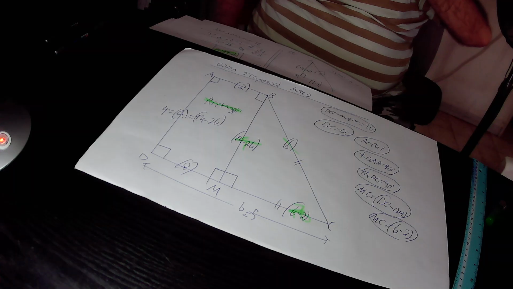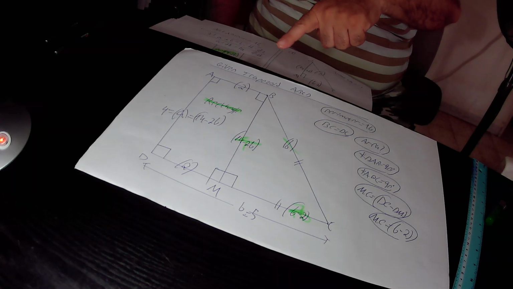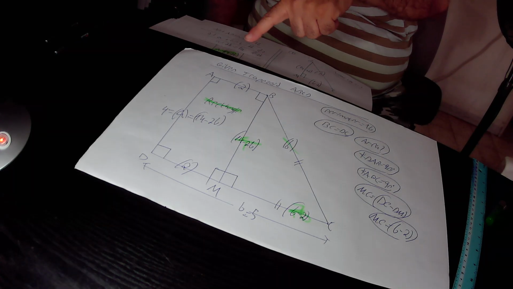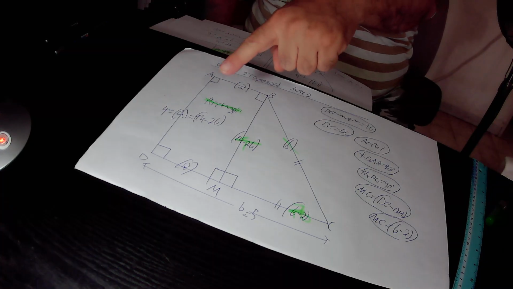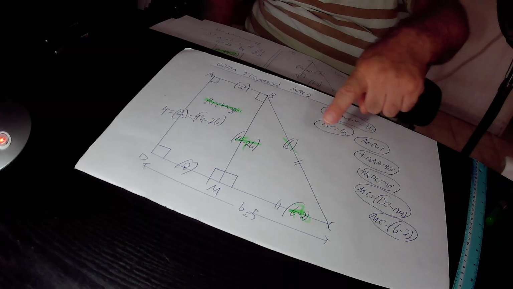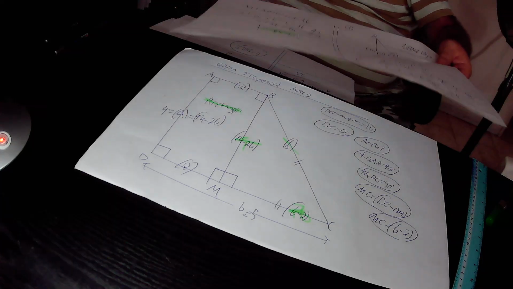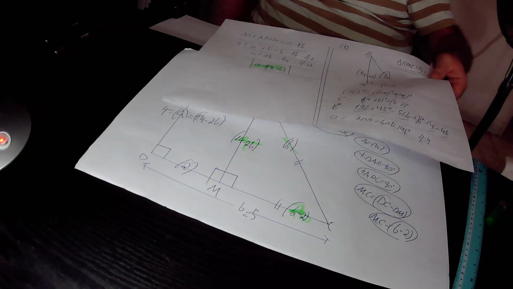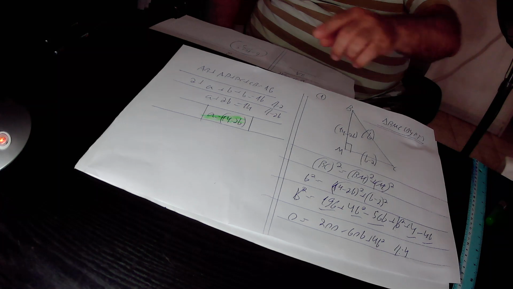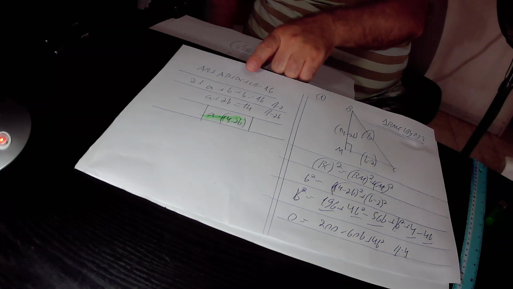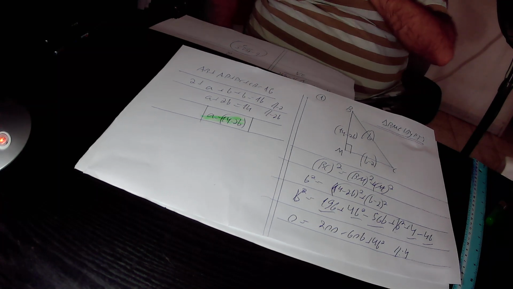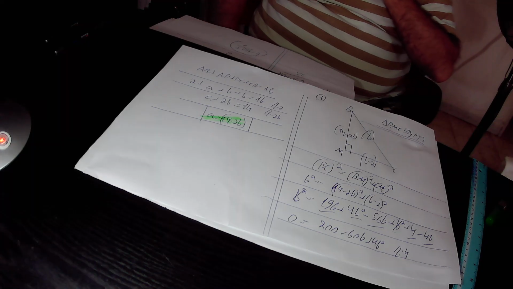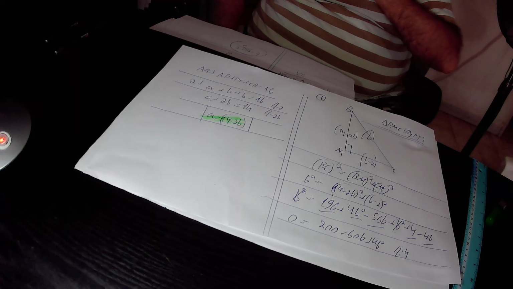So in total, the perimeter of this trapezoid ABCD must be equal to AB, that is 2, plus AD, that is A, plus DC, that is B, plus BC, that is also B. So repeat again, the perimeter of trapezoid ABCD will be equal to 2 plus A plus B plus B. That is actually 16 units. That is the perimeter of trapezoid ABCD.